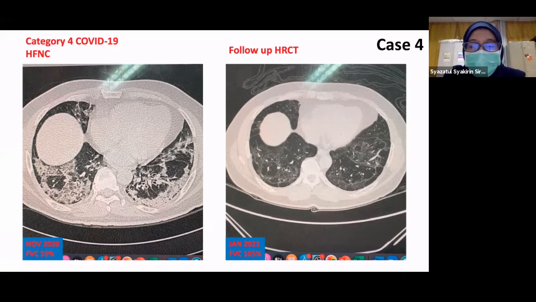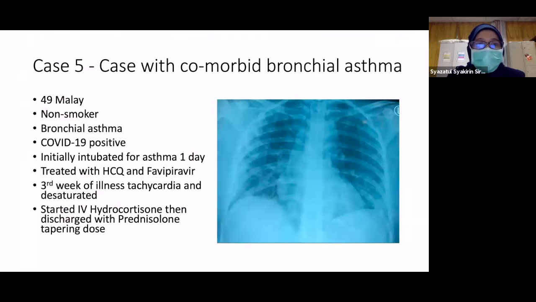So FVC is better, 59 going to 105%. It's a lot better. MMRC 0. I could actually sign off for him to go back to work after 3 months of illness.